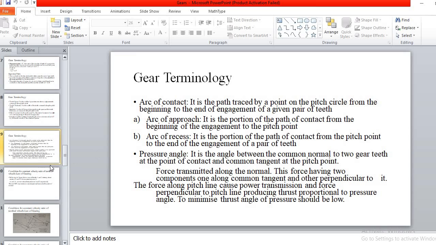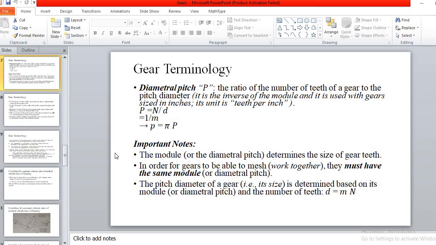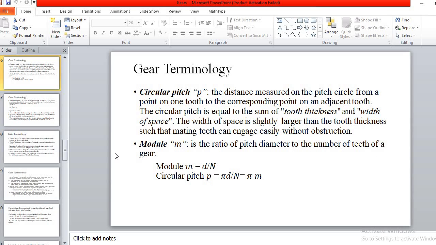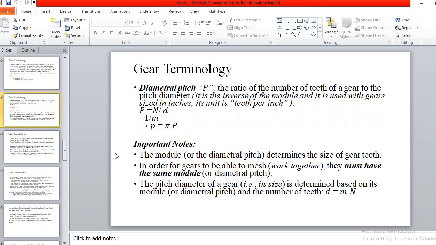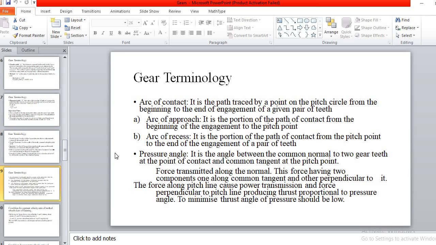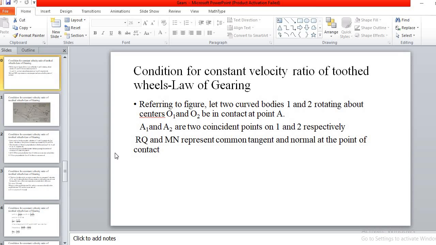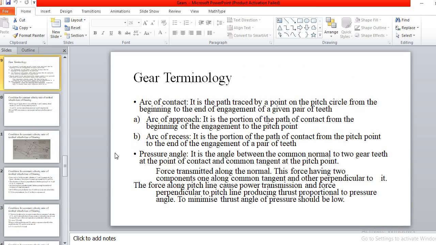So here we discussed different terms that come under gear terminology. Generally in this gear terminology we need these pitch terms, addendum, dedendum terms, their relations between the diametral pitch and the module, and the pressure angle and terms related to the pressure angle. These are generally needed in this gear terminology.